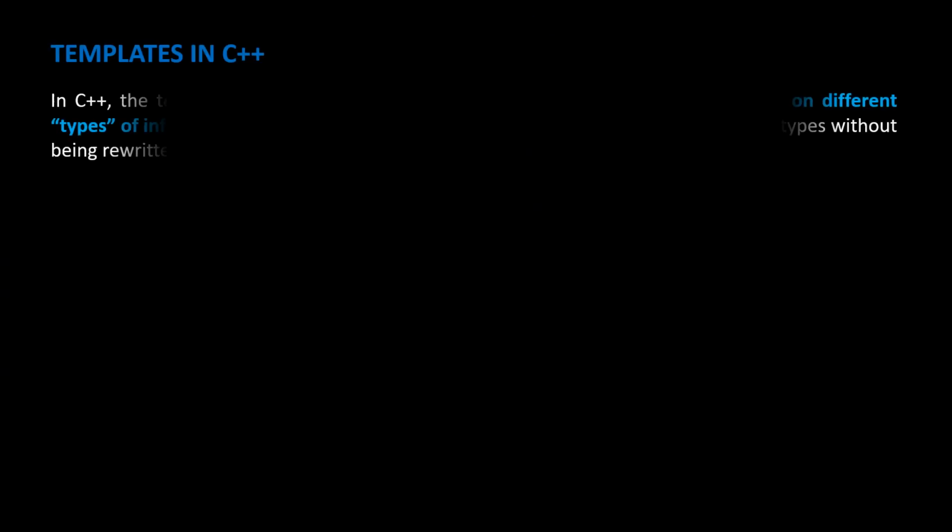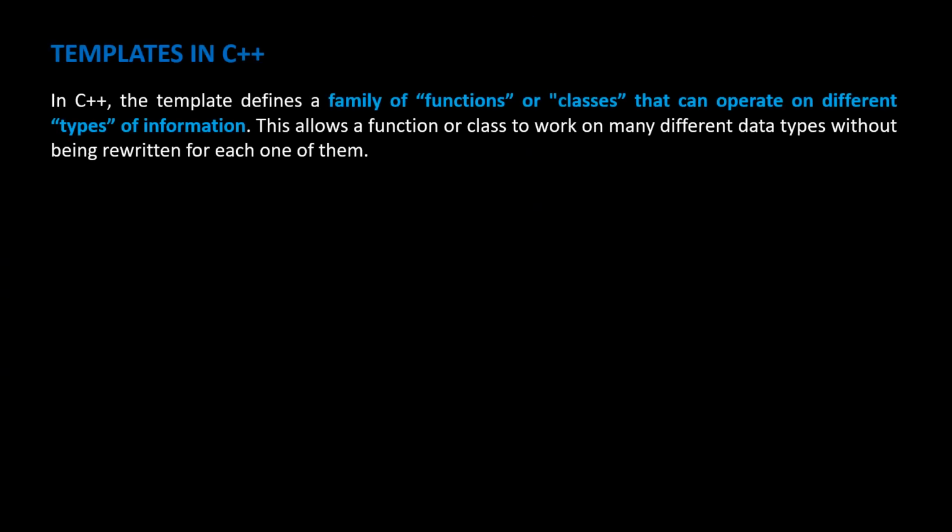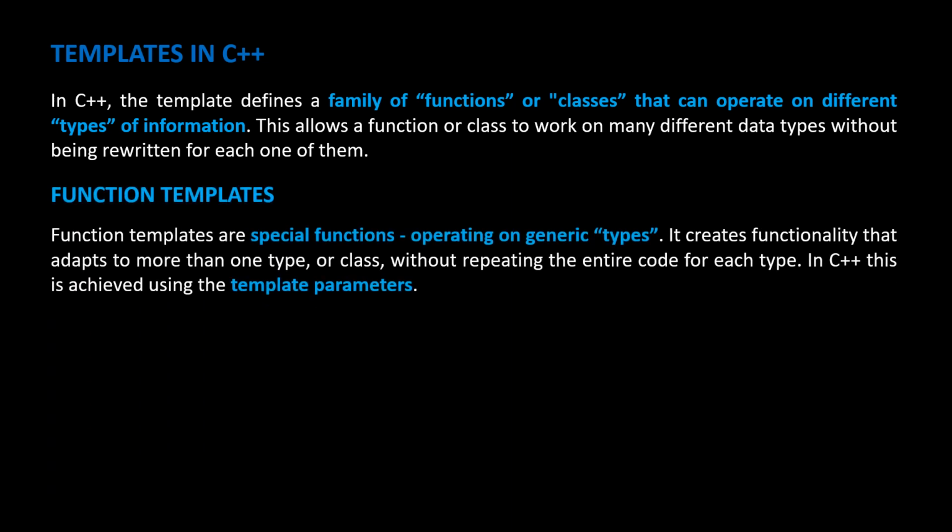In C++, the template defines a family of functions or classes that can operate on different types of information. This allows a function or class to work on many different data types without being rewritten for each one of them. Function templates. Function templates are special functions operating on generic types.